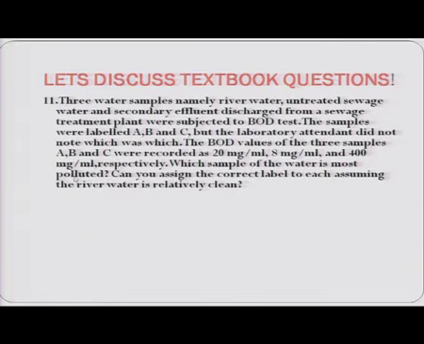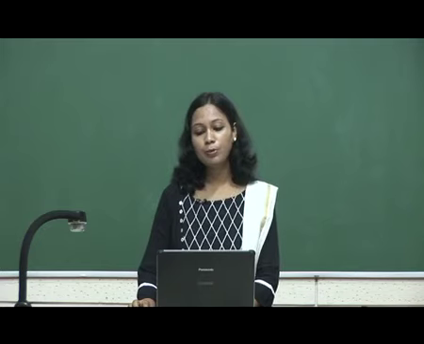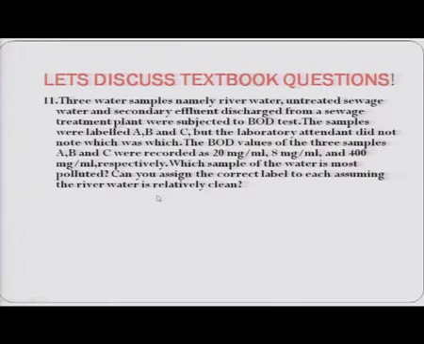Now, which sample of the water is most polluted? Obviously, the more the BOD, the more polluted the water, and we see that sample C is the most polluted because it requires 400 mg of oxygen to consume the organic matter present in it. Among these samples it cannot be river water, and it cannot be secondary effluent because in secondary effluent we have treated it. It can be the untreated sewage water. So, C is the untreated sewage water which has the highest BOD. Then 20 mg per ml for A is a relatively smaller amount of BOD, which means that A is the secondary effluent, and river water we are assuming to be the cleanest one. So, the 8 milligram per ml BOD for B makes it the river water. So, this is the answer.